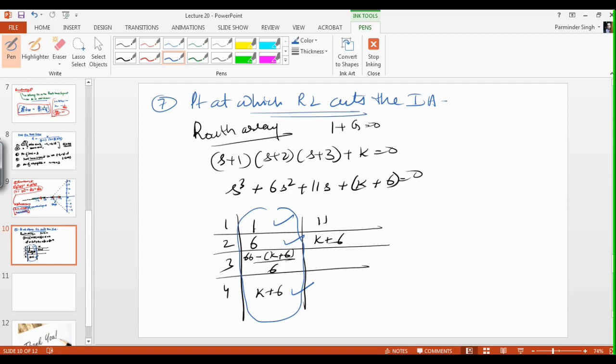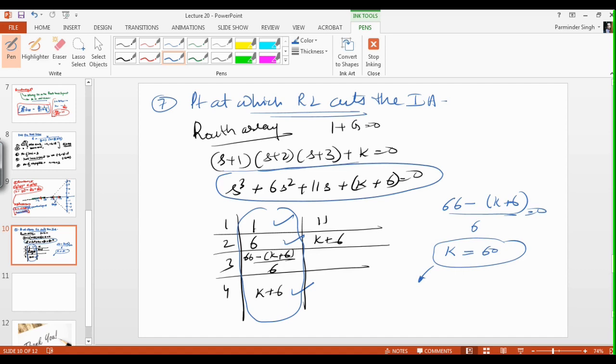So from here, when we equate this to 0, that is (66 − k + 6)/6 = 0, we get a value of k which comes out to be 60. That means when we put k equal to 60 in this equation, it makes the system on the verge of stability.